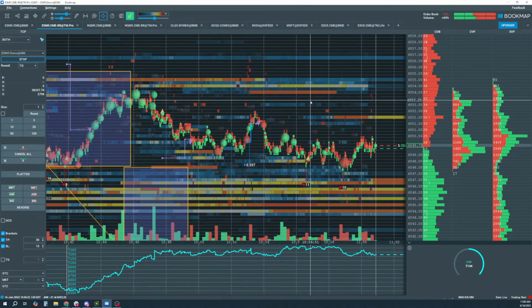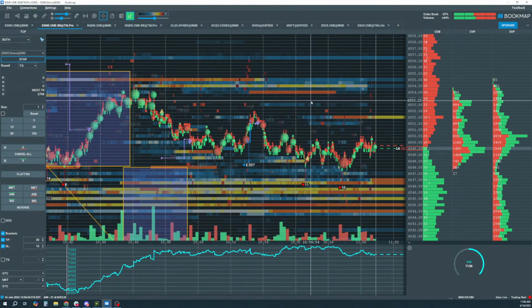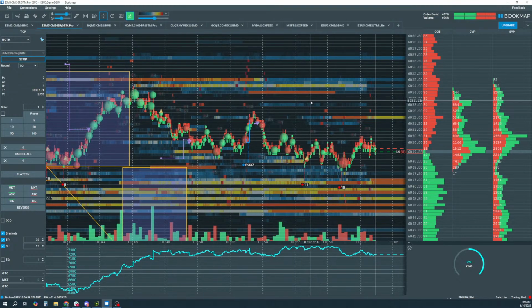Two weeks, okay. Oh, okay. All right. You're over on the TOS Bookmap.